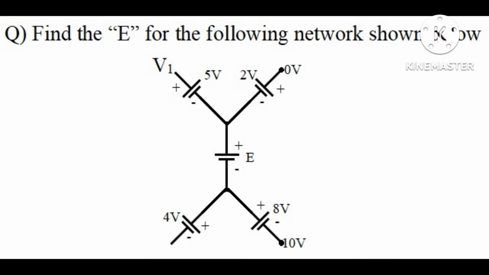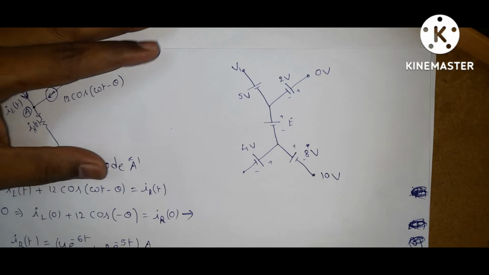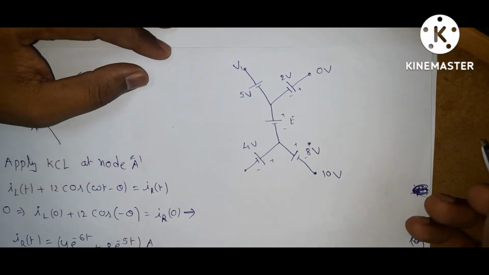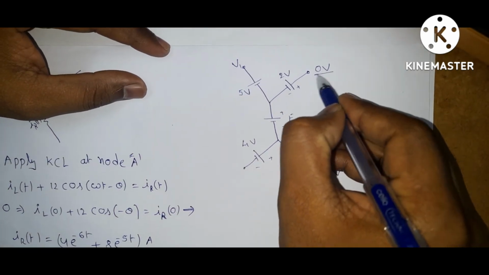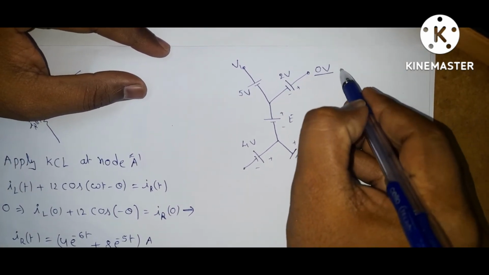Next question. Find the E for the following network shown in the below figure. Okay, this is the important question. Okay, this is the given circuit. If we observe here, this is 0 volts. 0 volts means this is ground.